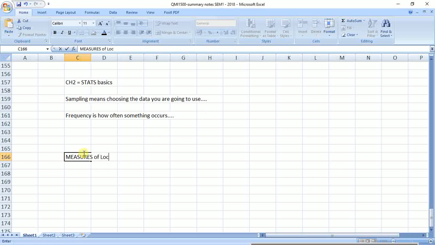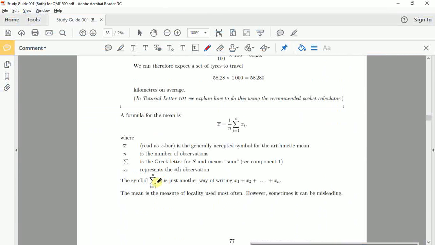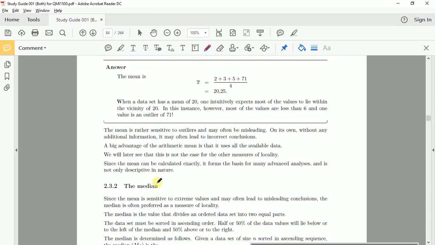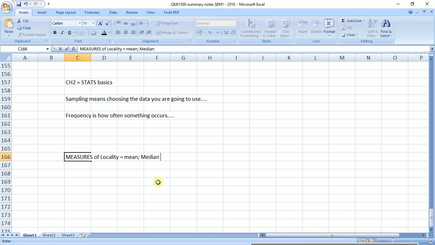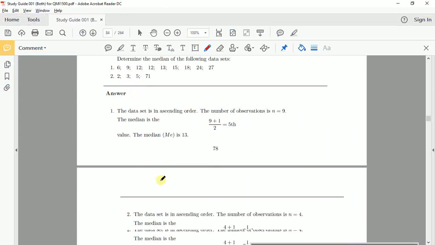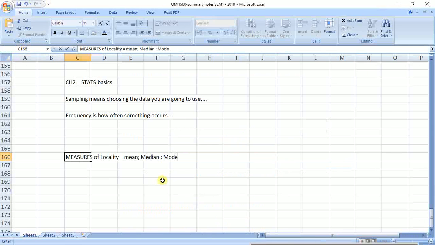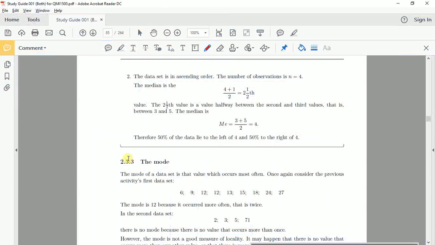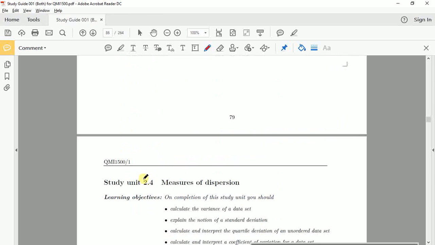Measures of location. Mean is the first one. What else? Mean, we'll discuss the calculation. Median. What else? Mean, median, mode. Mode. Mean, median, mode. That's it.